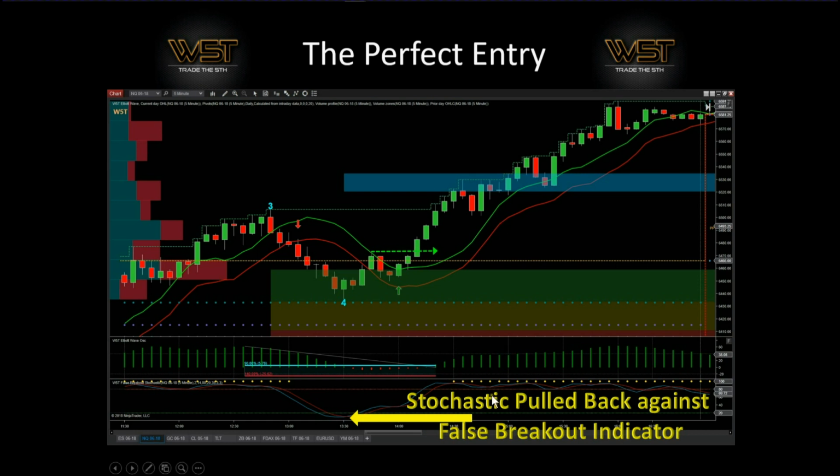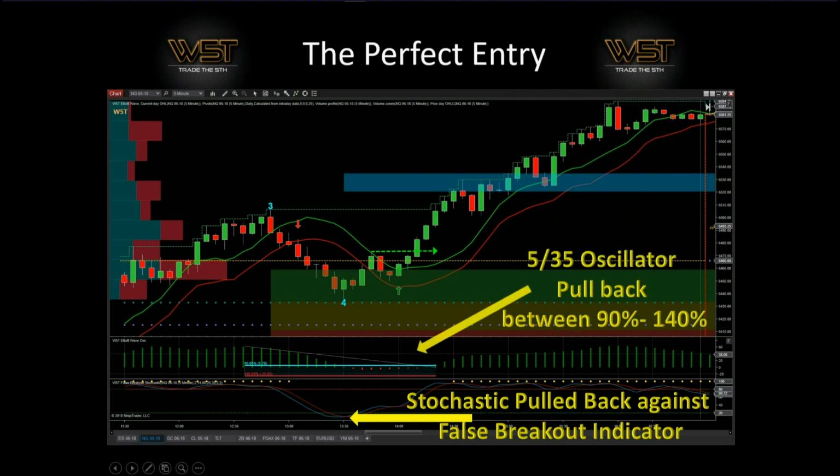So the first one, the stochastic has pulled back against the false breakout indicator. We can see the yellow dots on the false breakout stochastic here as part of the Elliott wave indicator suite. This denotes a really strong bullish momentum. If it pulls back against there, it's like an elastic band. It wants to return to that strong bullish momentum. So that's good. It's crossed over in the oversold zone. It's crossed over against those false breakout dots there.